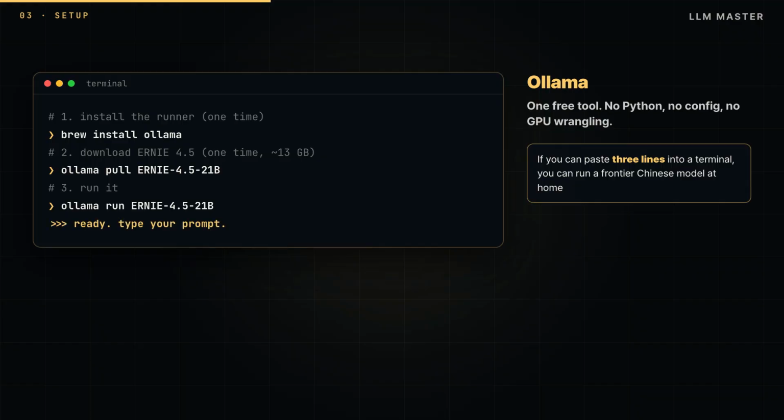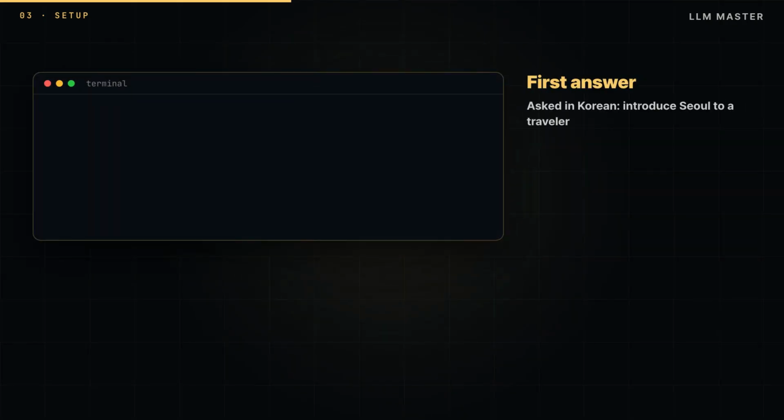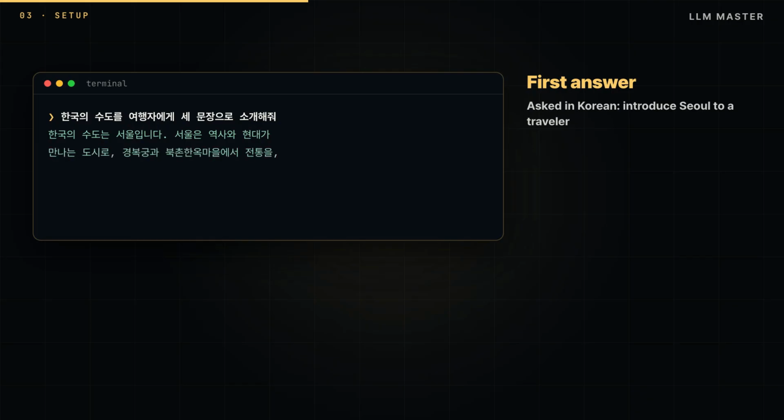If you can copy and paste 3 lines into a terminal, you can run a frontier Chinese AI model at home. On my Mac, it took a few minutes to download, and then it was just ready. And here's ERNIE 4.5 answering its first question. I asked it in Korean to introduce Seoul to a traveler in 3 sentences. Look at that response. Clean, natural Korean, real detail about palaces and old neighborhoods.